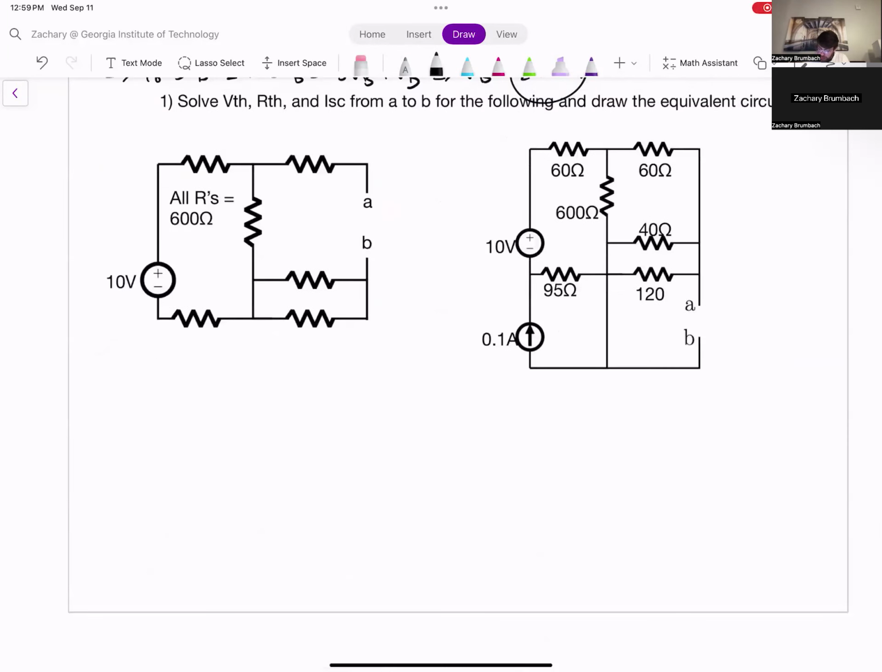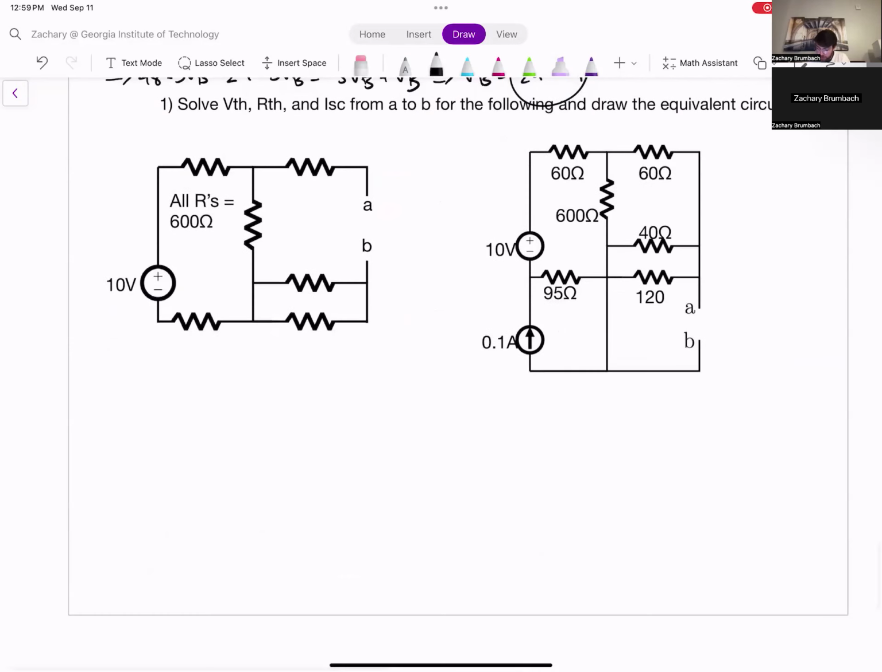So looking at this one here, now we're talking about our Thevenin equivalence. So it's looking for V Thevenin, R Thevenin, and I short circuit. Remember the way to do this is first to find R Thevenin. You zero all of your contributions. So to do that, with this first one to find R Thevenin, we're going to make this 0, and we're going to find the equivalent resistance from A to B.